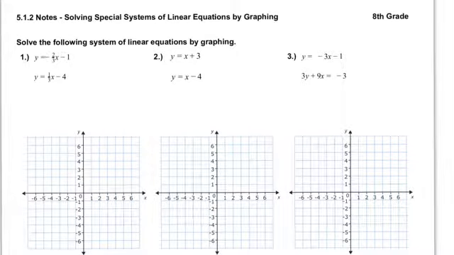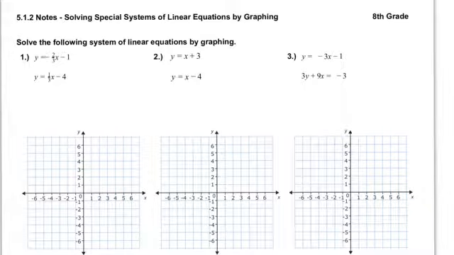In this lesson, we are going to take a look at solving systems of linear equations by graphing once again, but today we're going to talk about some special cases that occur when we are solving these systems by graphing. So let's go ahead and jump in here to number one.